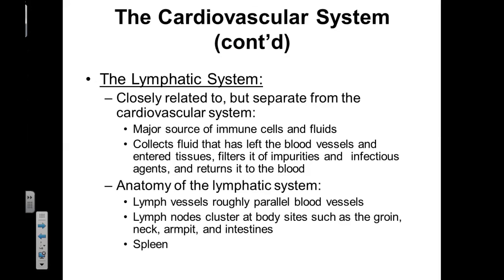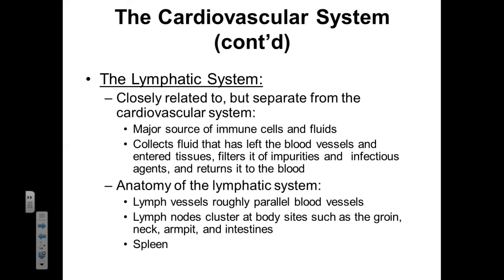We also have our lymphatic system. This is a complementary circulatory system. This circulatory system complements the cardiovascular system. It's closely related to the cardiovascular system, but distinctly separate from it. It is going to be a low-pressure system that helps to remove extracellular fluid and carry that extracellular fluid back to the cardiovascular system, where the excess extracellular fluid can be processed by the kidneys and then urinated out.